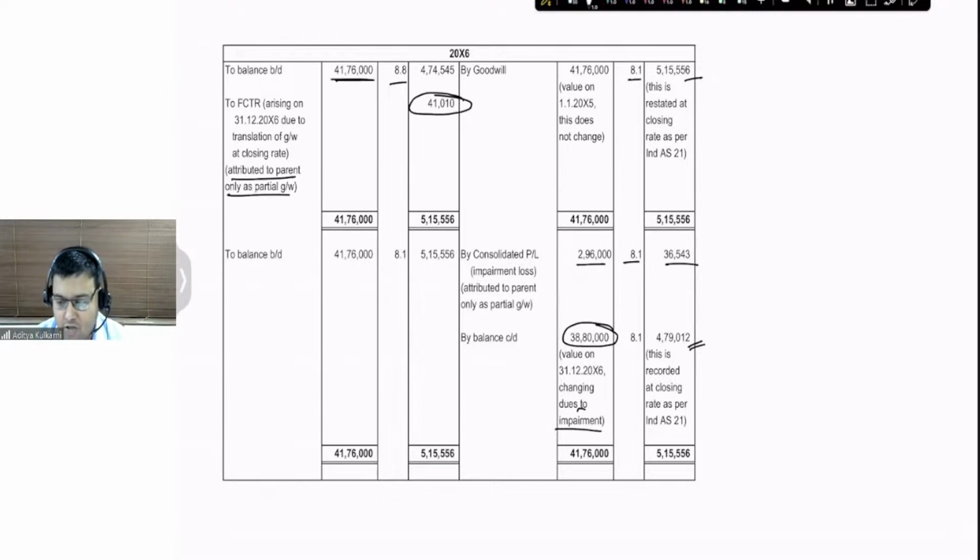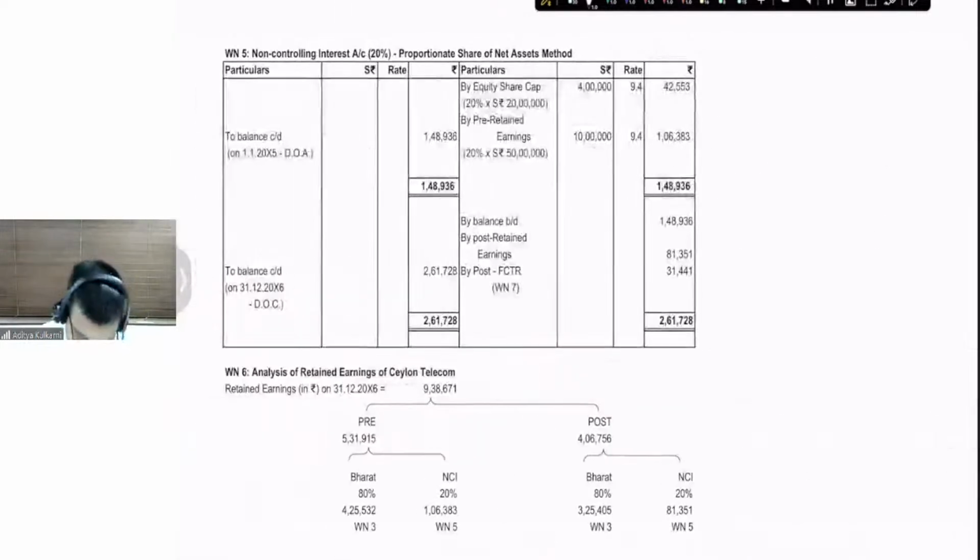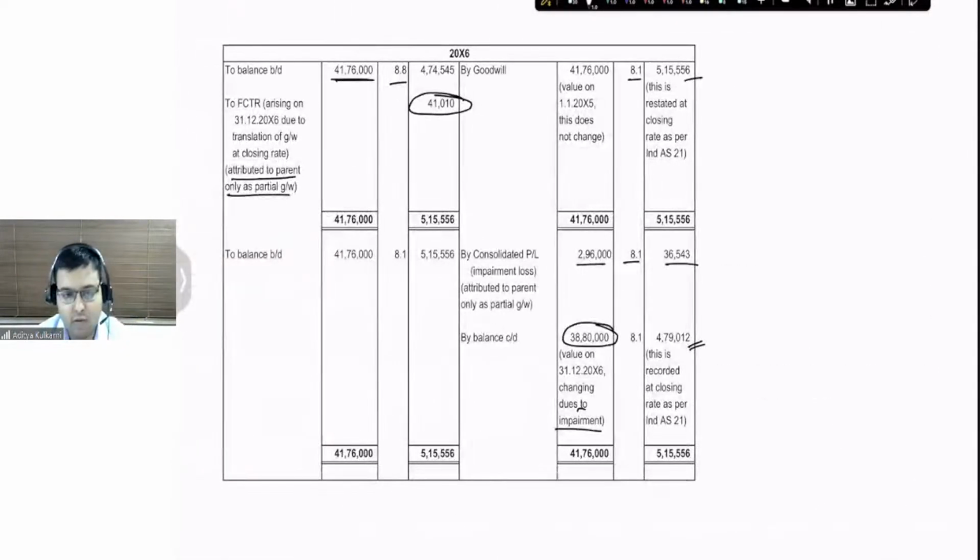Have you understood everything about goodwill in detail? Tell me. Have you understood everything about goodwill in detail? Yes. Can I proceed further? It is exactly the same way what we used to calculate. All right. So no difference.